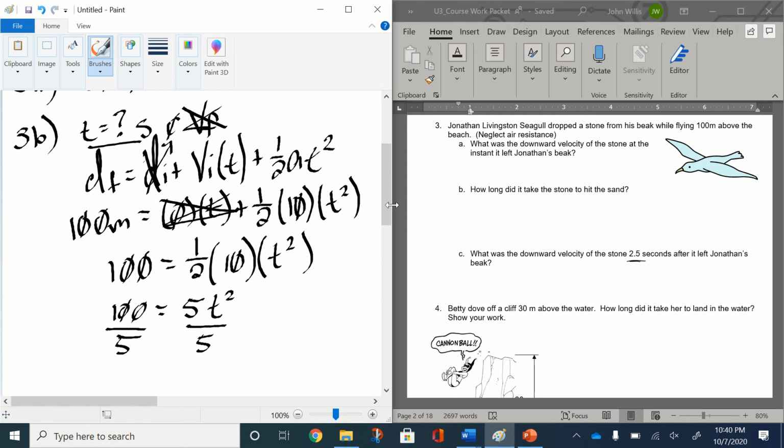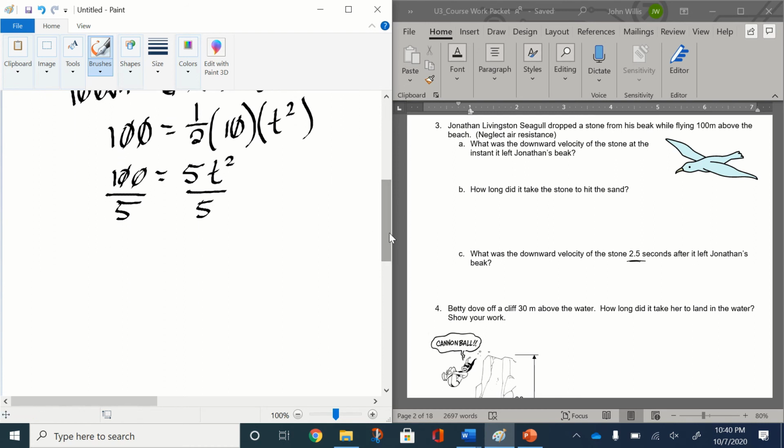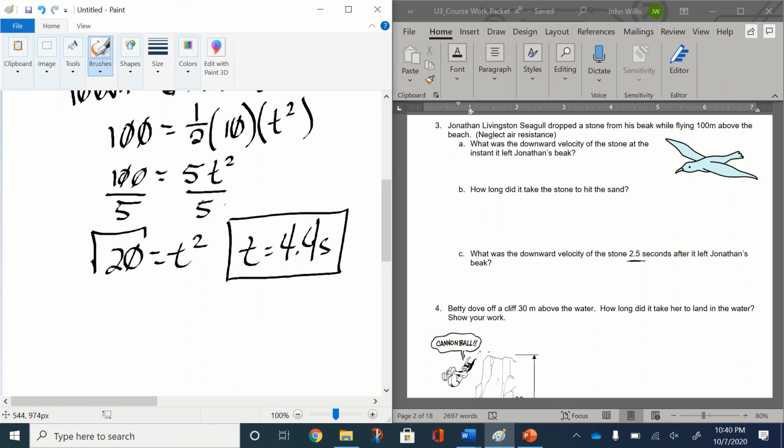And so what you should notice, let me get my cursor found again so I can scroll down, is that you're going to get 20 is equal to t squared. We're not done. Take the square root of both sides, and your time should work out to be, I believe, 4.4 seconds. That is how long it took the object to hit the ground.